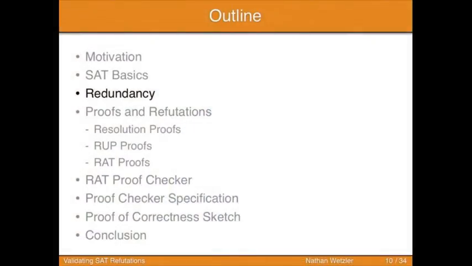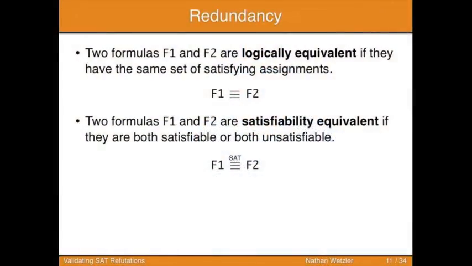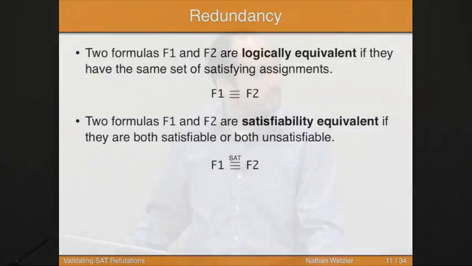So next I'm going to define what it means for a clause to be redundant with respect to a formula. We say two formulas, F1 and F2, are logically equivalent if they have the same set of satisfying assignments. And we say two formulas are satisfiability equivalent if they're either both satisfiable or both unsatisfiable. So for two formulas that are satisfiability equivalent, they may be satisfied by different sets of assignments on the common variables, but they are still equivalent in our sense. It just can't be that one of them is satisfiable and one of them is unsatisfiable.